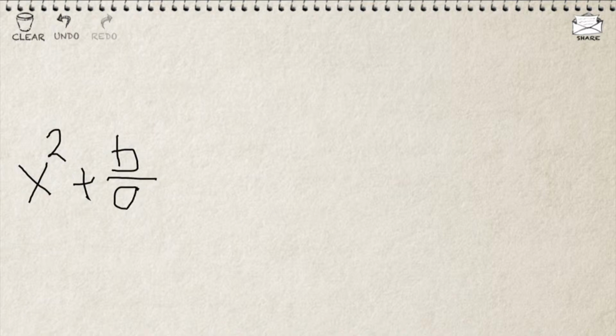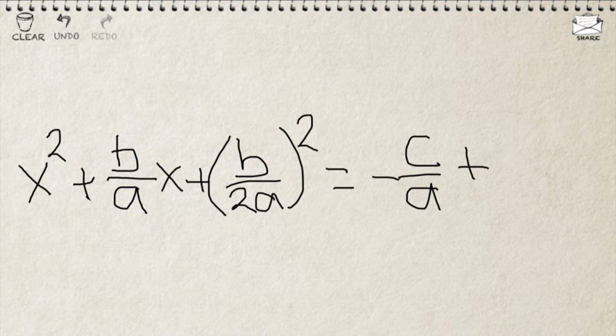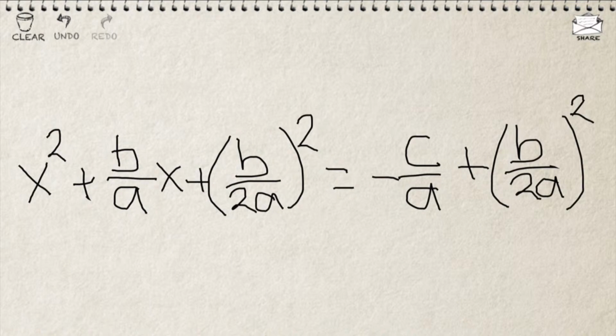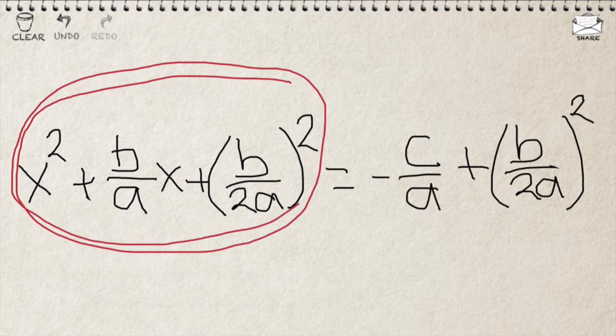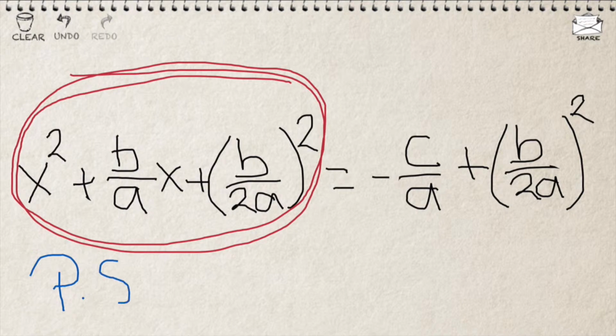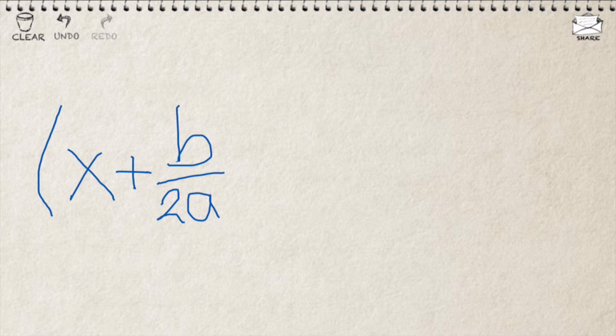Knowing how to complete the square, we will be adding b over 2a squared on both sides. And now, if you can see, everything on the left side is actually something we already know that is called a perfect square trinomial. So we can factorize it and it will be something like this.